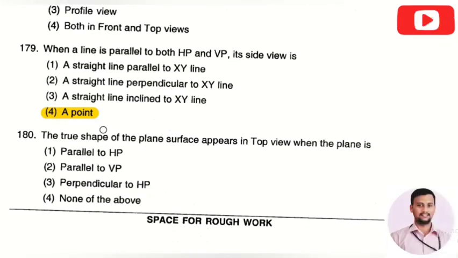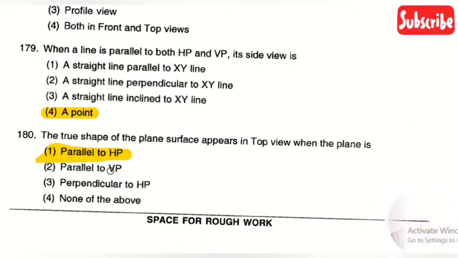And the last question is, the true shape of a plane surface appears in the top view when: the plane is parallel to HP, the plane is parallel to VP, the plane is perpendicular to HP, and none of the above. And the correct answer is the plane is parallel to HP. The true shape of a plane surface appears in the top view when the plane is parallel to HP.